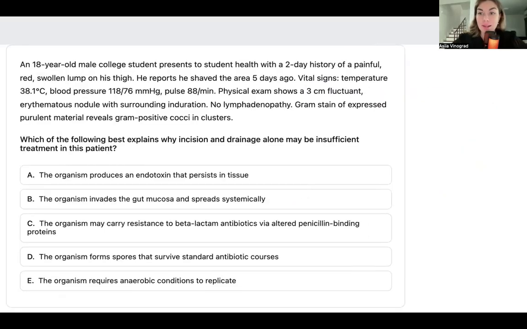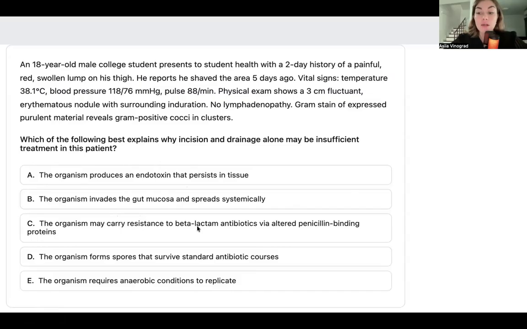And let's discuss some cases. Case 1, okay, let's get through this one. Young guy shaved his leg, now has a painful swollen lump. Gram stain shows gram-positive cocci in clusters. That's Staph aureus. Diagnosis is straightforward here. But the question is not asking about diagnosis. It's asking why drainage alone might not be enough. The answer is C. The organism may carry resistance to beta-lactam antibiotics via altered penicillin binding proteins.